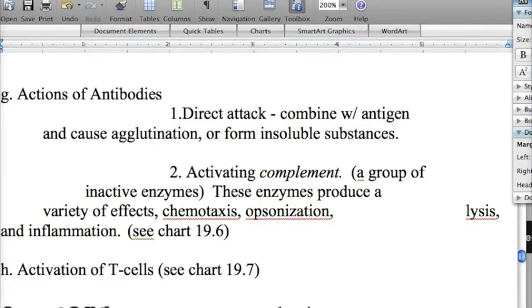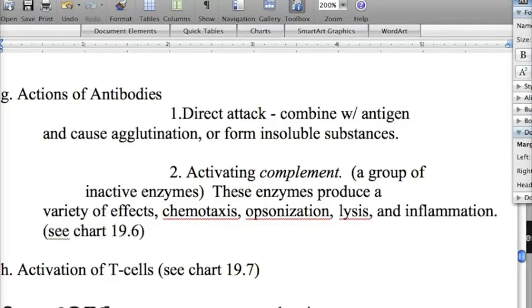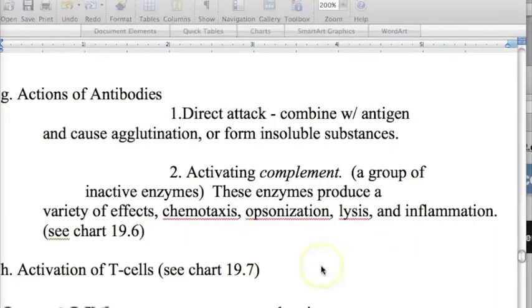This is a group of inactive enzymes, and they're going to produce a variety of effects. They can produce chemotaxis, opsonization, lysis, and inflammation. We talked about inflammation being non-specific immunity. So a little more info about each of those.